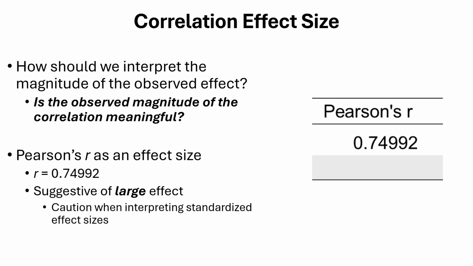To provide one last bit of context for our results, we can interpret the magnitude of the observed correlation coefficient in terms of a standardized effect size. In this case, simply the correlation r itself. Using Jacob Cohen's guidance, an r value of 0.1 is considered a small effect, an r value of 0.3 is considered a medium effect, and an r value of 0.5 is considered a large effect. Since the observed correlation of 0.74992 exceeds an r value of 0.5, we can conclude that this is indicative of a large effect. However, caution should be exercised when interpreting standardized effect sizes.